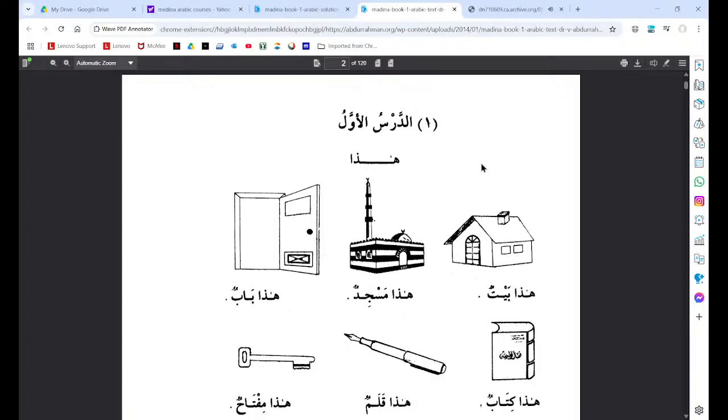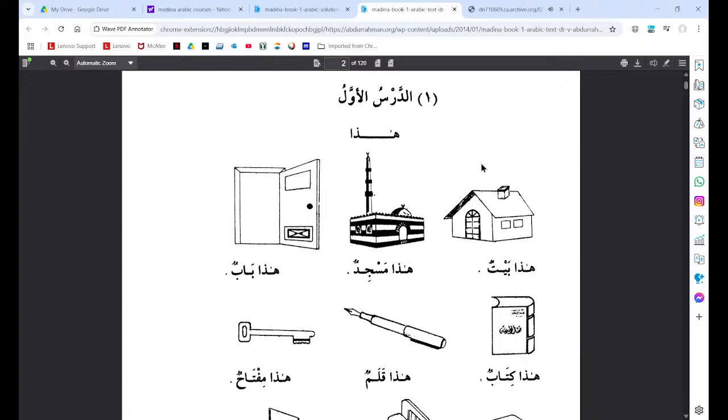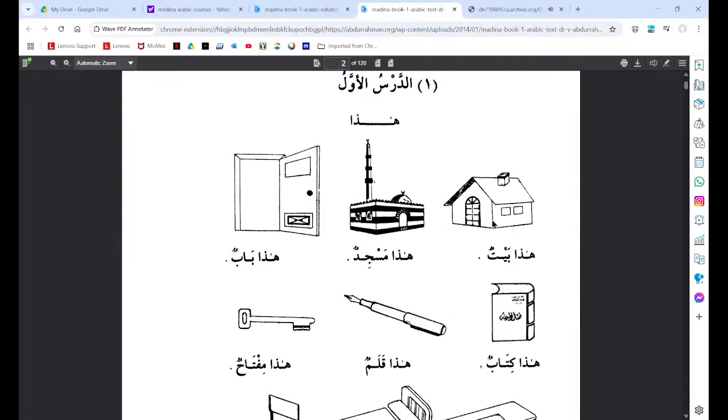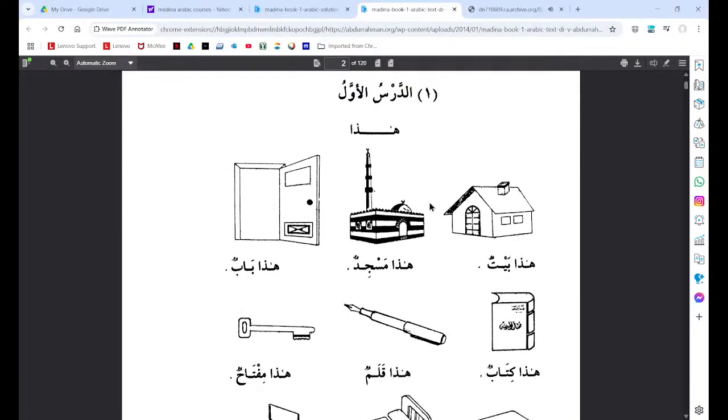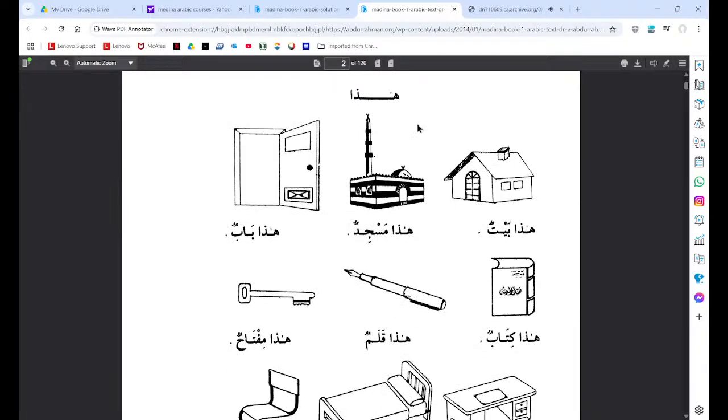So here the author Abdurrahim begins the lesson with number one, ad-dars al-awwal, the first lesson. He begins with this word here, hada. Now, something that is pointed out and mentioned.